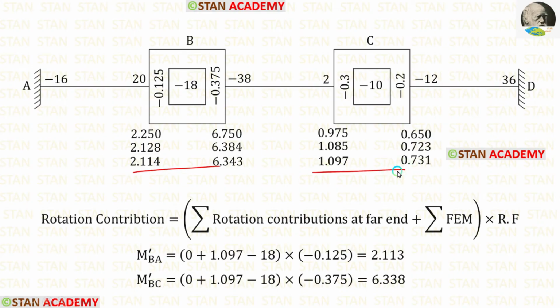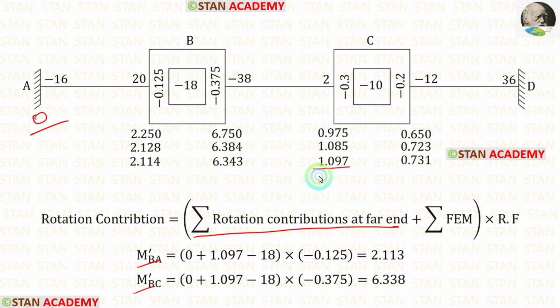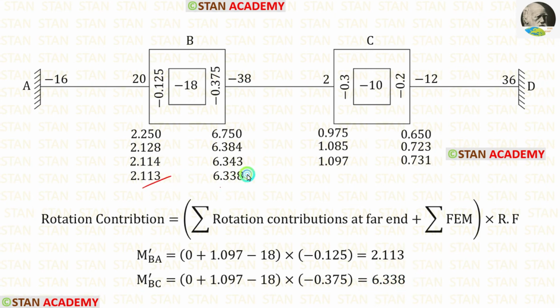Let us start the fourth cycle. Let us find M-BA and M-BC. In the point A, the rotation contribution is 0. In the point C, we have the latest rotation contribution 1.097. So for the summation of rotation contributions at far end, we have 0 plus 1.097. The summation of fixed end moments is minus 18. Let us apply the rotation factors. For BA, it is minus 0.125, and for BC, it is minus 0.375. After the calculation, for M-BA, we are getting 2.113, and for M-BC, we are getting 6.338. Let us apply both of them.